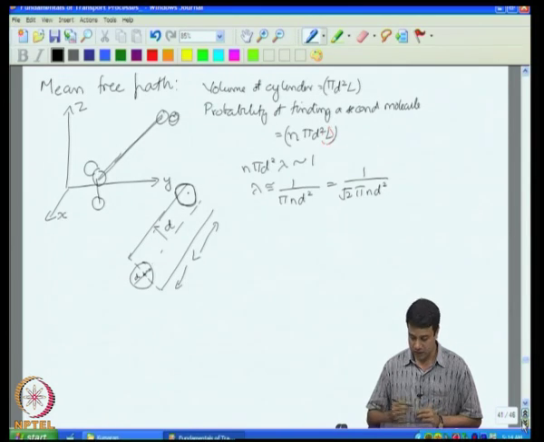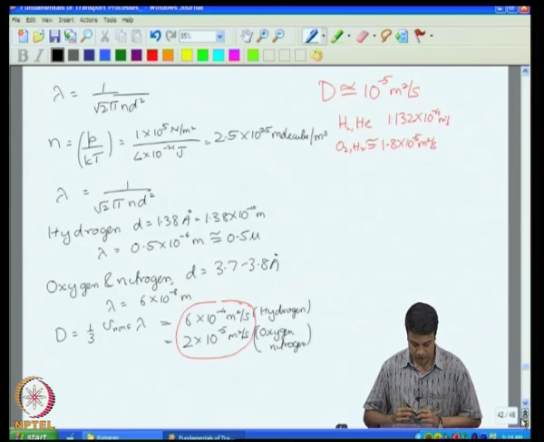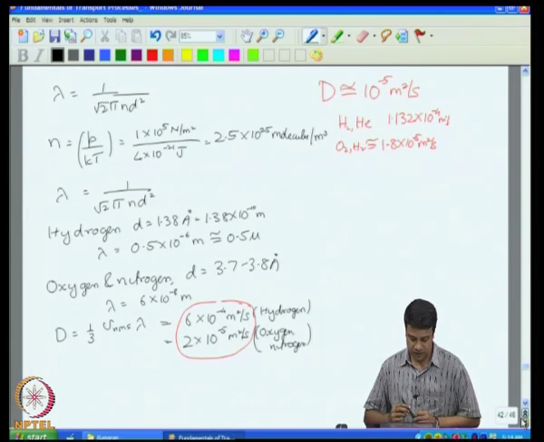And from that we got the mean free path as approximately 0.5 × 10⁻⁶ meters for hydrogen and 6 × 10⁻⁸ meters for oxygen and nitrogen. 6 × 10⁻⁸ is about 60 nanometers, 600 angstroms. The diameter of these molecules is about 3 to 4 angstroms. So, there is a large separation between the mean free path and the molecular diameter.